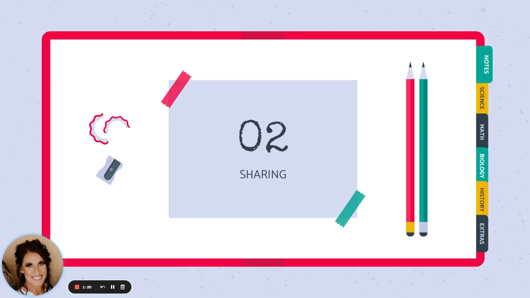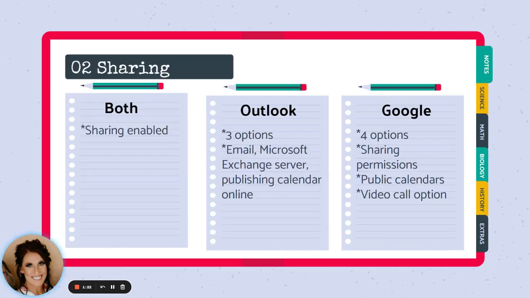And then the second category is sharing. So these are your sharing options. The only thing that these both have in common is that sharing is enabled on both of them. So within Outlook, you have 3 different sharing options. You can email your calendar. You can use the Microsoft Exchange server, and then you can also publish your calendar online.